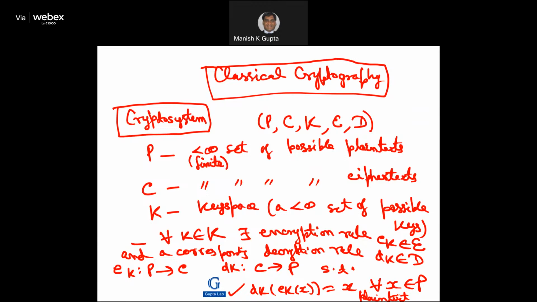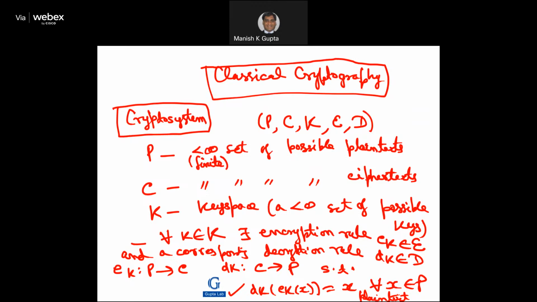And so the condition is: for every k in the key space, there is an encryption rule, EK, which belongs to E, and a corresponding decryption rule, DK, such that EK maps plain text to the cipher text, and the decryption rule maps cipher text to the plain text. If you can encrypt, you should also know how to decrypt. Otherwise, it will not work. And this condition is that DK of EK of X is X for every X in P.